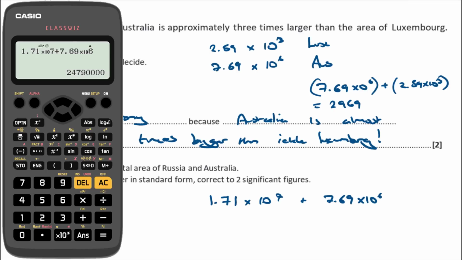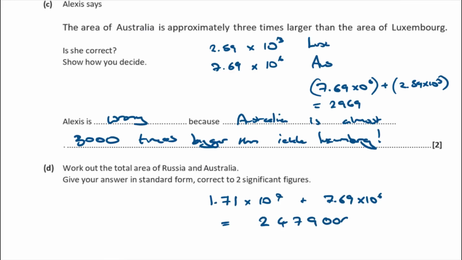And that comes out to be 24790000. Okay. Now, what is that in standard form? What's it in standard form? Okay, so in standard form, the decimal point is currently here.